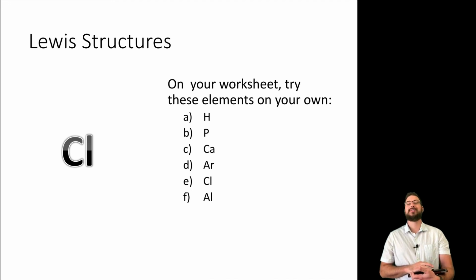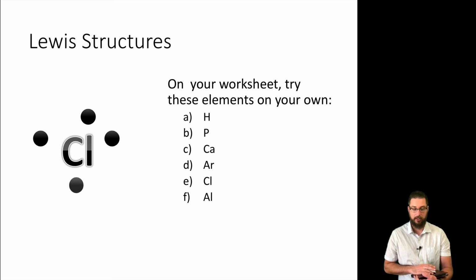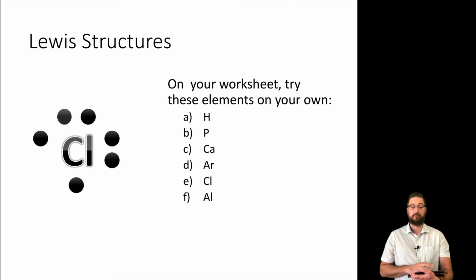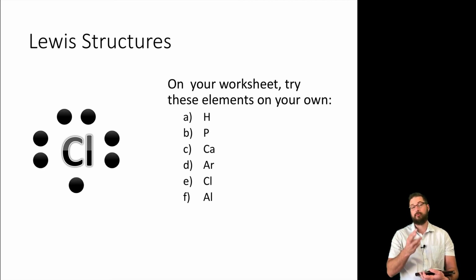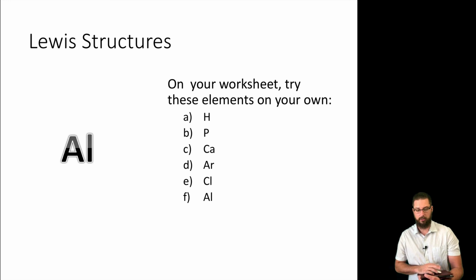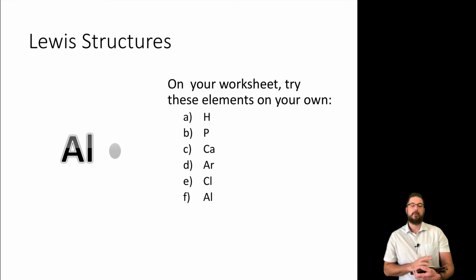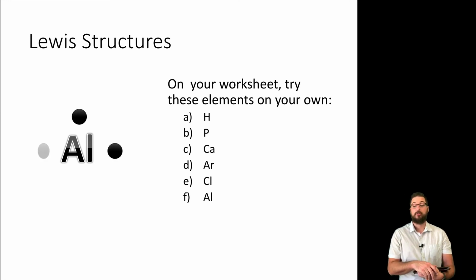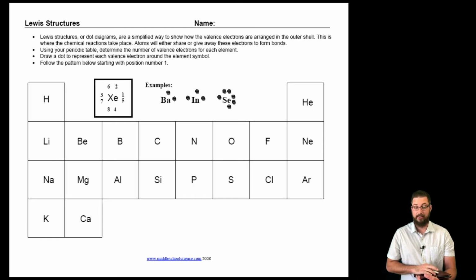Chlorine has 7 valence electrons, so we go 1, 2, 3, 4, and then it pairs up. Notice how it has 3 pairs of electrons with 1 single electron, and that will be important later on. Aluminum has 3 valence electrons, so 1, 2, and 3. And that's it. Lewis dot structures should be very easy because you just look at the group and then write the dots around the element.